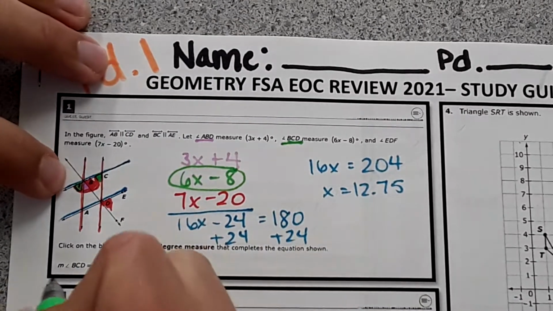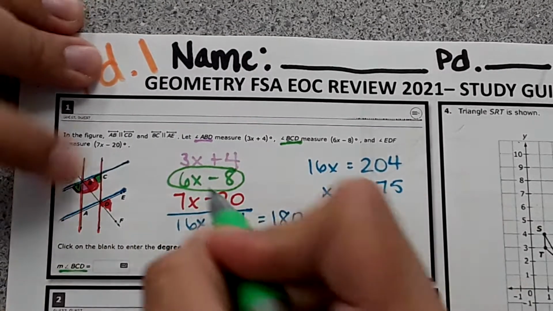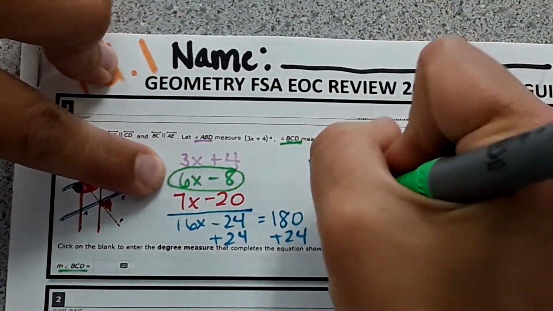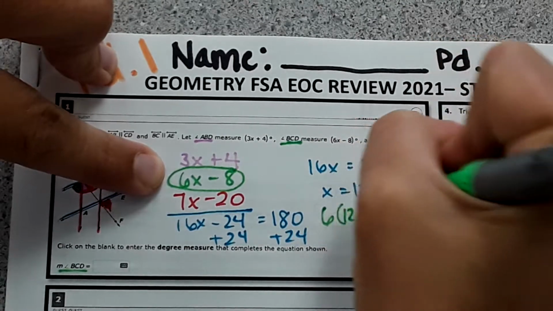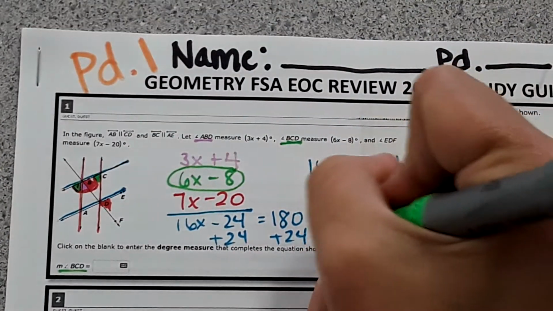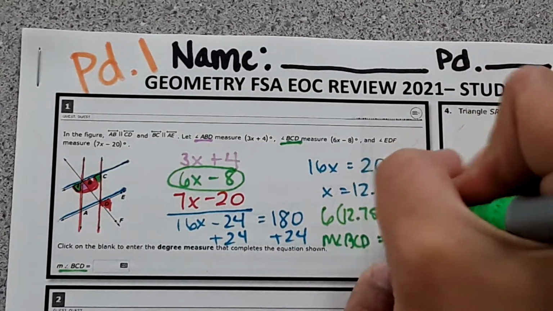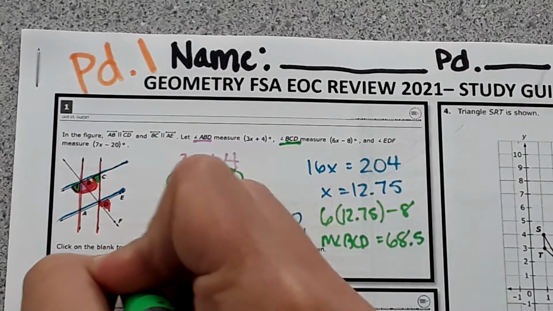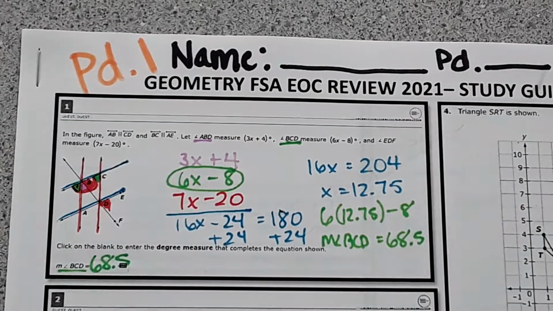Then, remember we're solving for the measure of BCD, which was the green, so we'll plug that in. 6 times 12.75 minus 8 will give us the measure of angle BCD. So the measure of angle BCD equals 68.5. And that's what you would type into the box, 68.5. Okay, so this will be worth credit. Of course, the whole packet will be worth a lot of points. Make sure that you have all the work down.